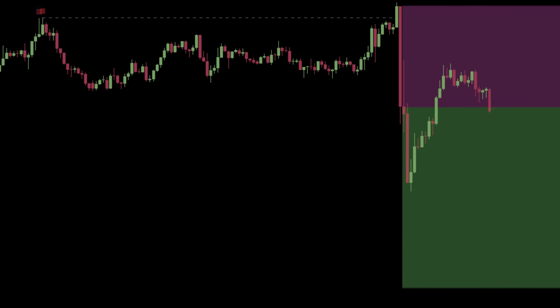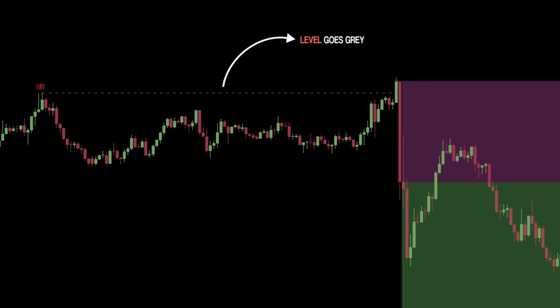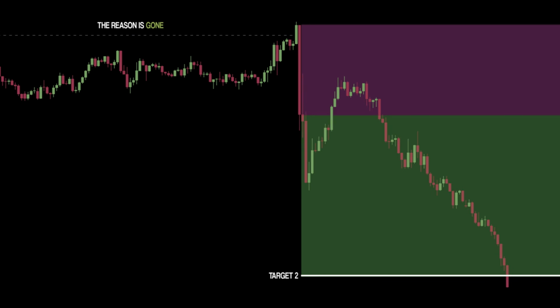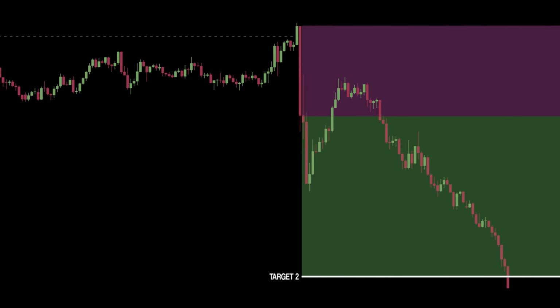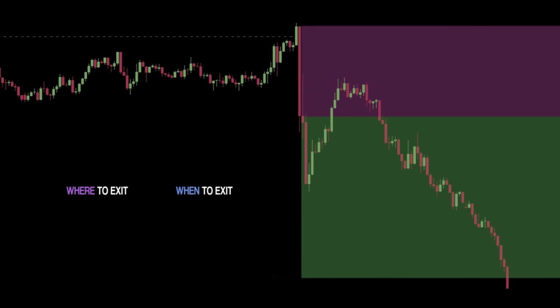But there's a second exit running alongside it, and it's the one worth having. If your red level goes gray and dashed while you're still short, price has closed back up through it. That isn't your stop being hit, and your stop might be nowhere near. It's the reason you're in the trade quietly disappearing underneath you. So on a bearish one, you're watching 2 different things: the support row for where to take profit, and the color of your own level for when to leave, regardless of what the target says.